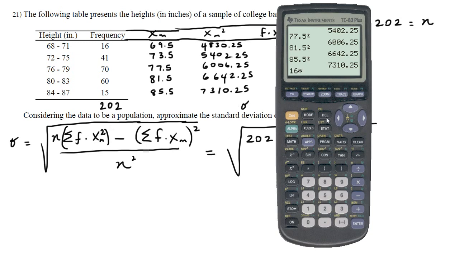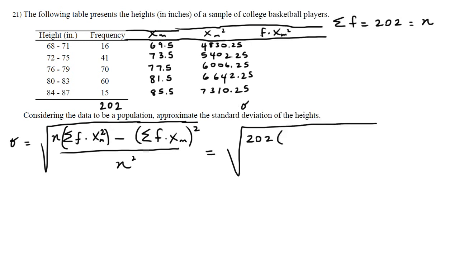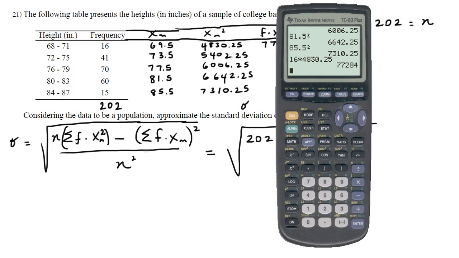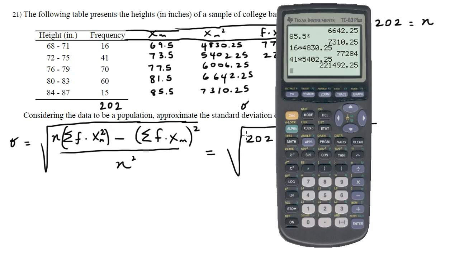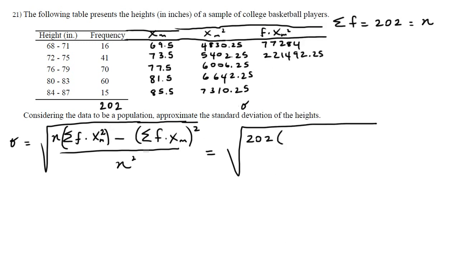So I've got 16 times 4830.25, 77284. And then I have 41 times 5402.25, 221492. Then I have 70 times 6006.25, 420437.